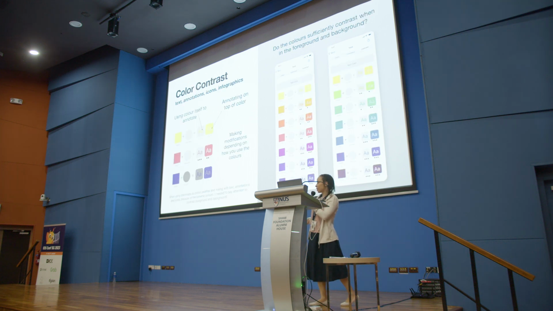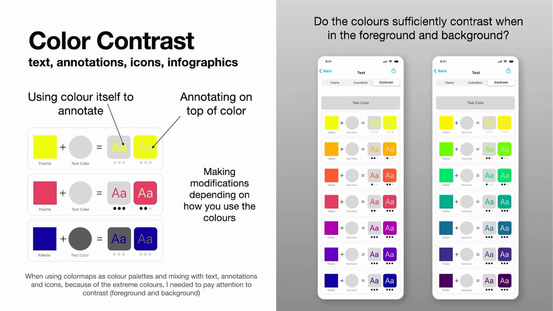Okay, and then the third accessibility topic, just to touch on, is contrast. So everyone knows about contrast. It's the difference in the perceived color. Contrast is something, at least from my experience, when using these different color maps, that really became an issue when I started doing things like adding text, adding annotations, and using icons.